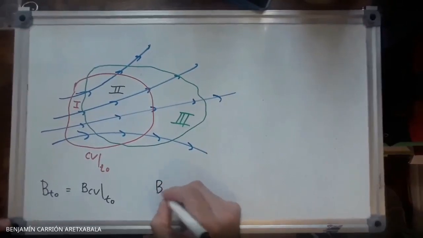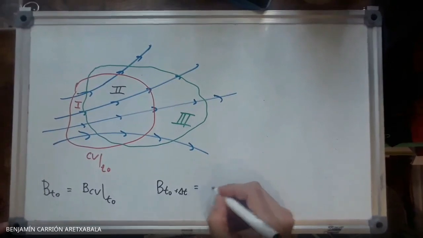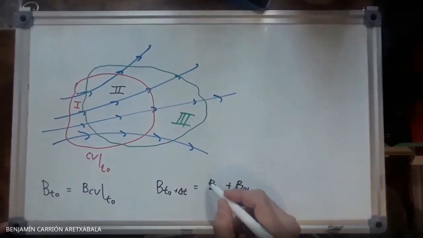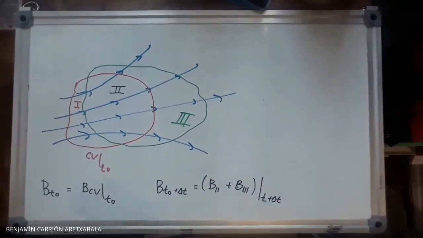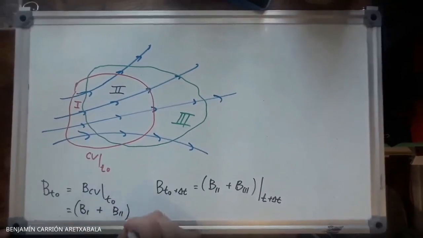So B at time t0 plus delta t is going to be B at 2 plus B at 3, all of these evaluated at time t0 plus delta t. Okay. And this on t0 is just the same as B1 plus B2 at t0. Okay.